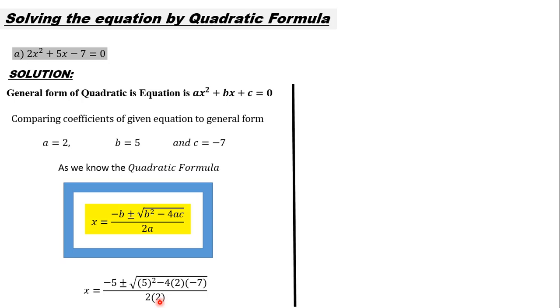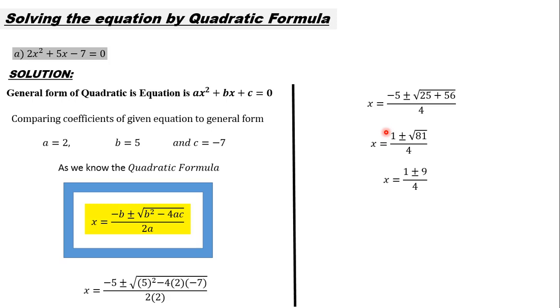By solving it, what are we going to get? We are getting minus 5 plus minus square root of 5 square is 25, 4 into 2 into 7: 4 2s are 8, 8 7s are 56, minus into minus is giving us plus. In the denominator, 2 into 2 will give us 4. So if we solve it further, we are going to get 1 plus minus under root of 81 divided by 4. Root of 81 is 9, so 1 plus minus 9 divided by 4.